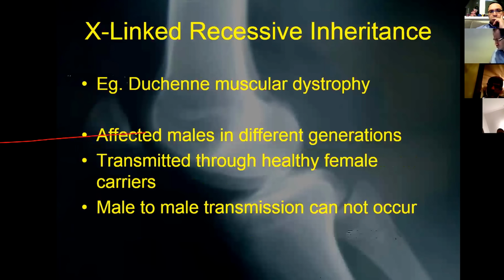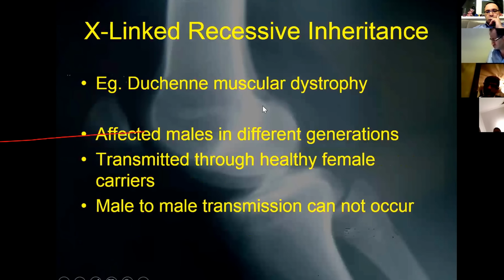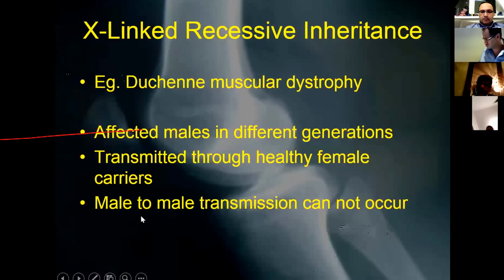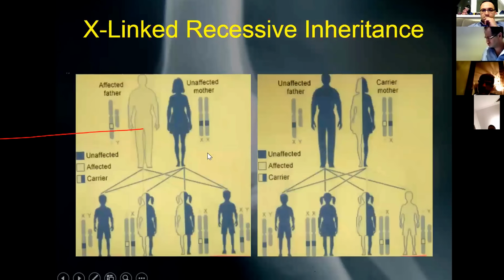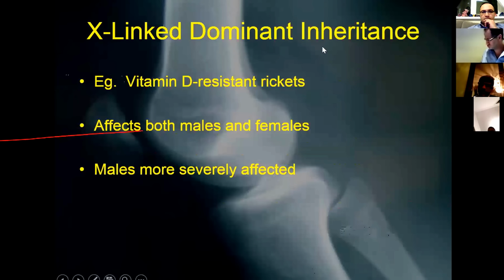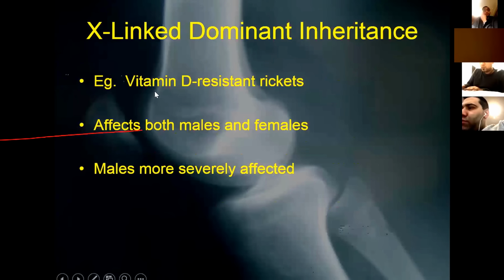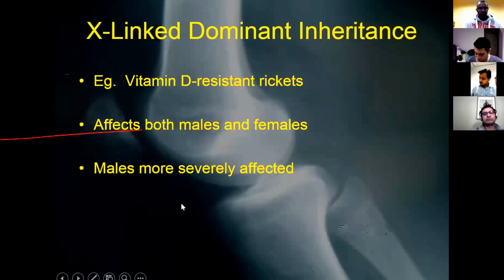Third would be X-linked recessive. An example is Duchenne's. Male-to-male transmission cannot occur. So just remember one or two points for every one of these conditions which you can reproduce. And fourth is X-linked dominant. A good example is vitamin D resistant rickets, and one line on that.